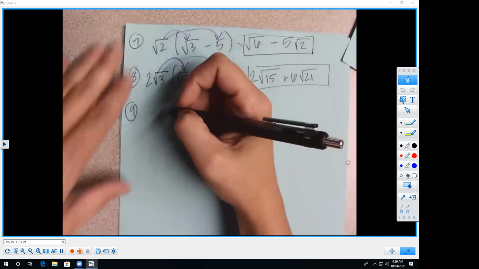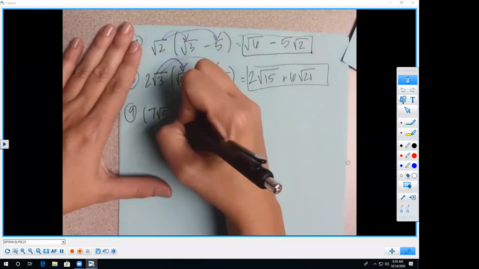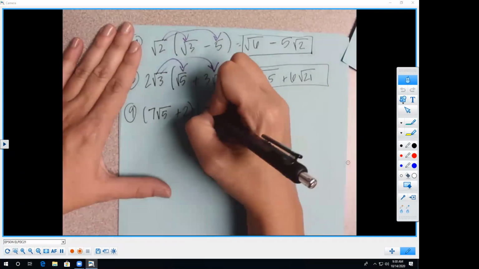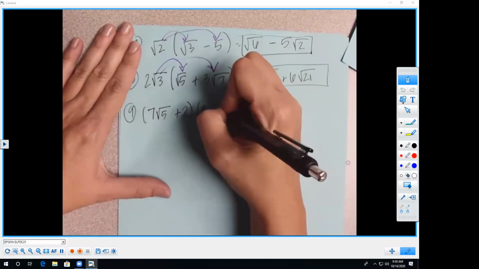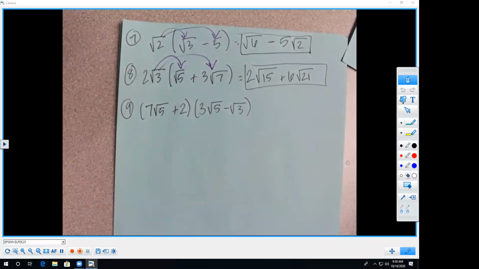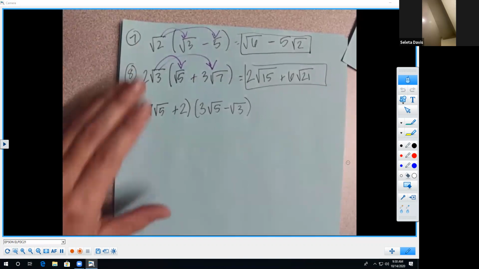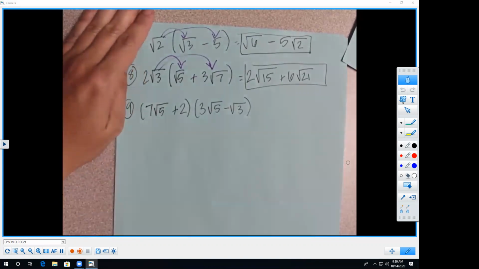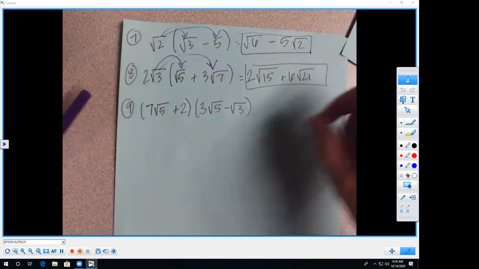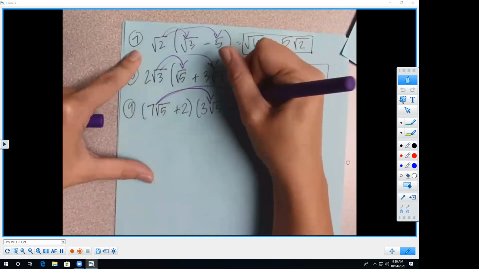What about if I had 7 square roots of 5 plus 2 times 3 square roots of 5 minus the square root of 3? So this is one that I need to FOIL, or double distribute. I need to multiply 7 square roots of 5 times everything in the other parenthesis.